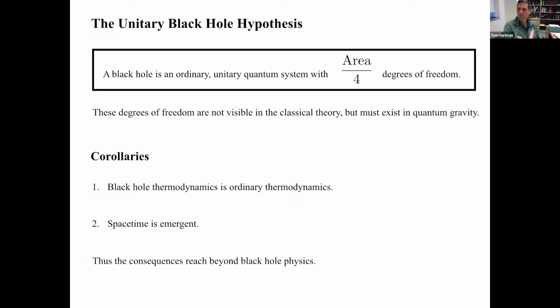So if black holes are ordinary quantum mechanical systems, then space-time itself is made of some parts. It's emergent from the collective dynamics of these quantum parts. We don't understand what those are, but it seems very likely, based on black hole thermodynamics, that space-time actually needs to be made of something in quantum gravity. So the consequences of this unitary hypothesis are very large.